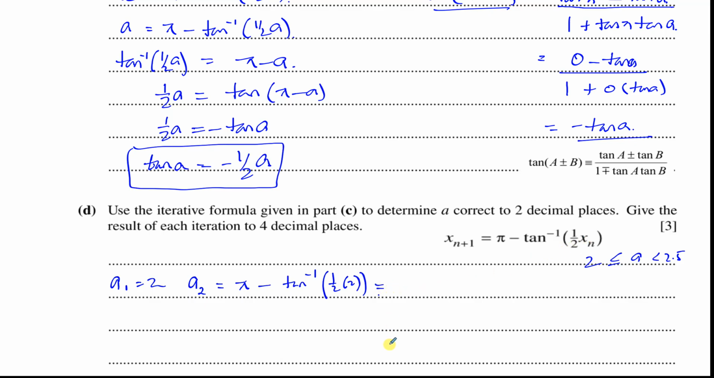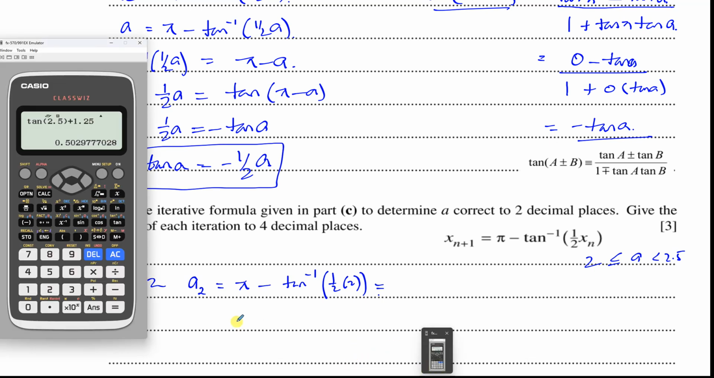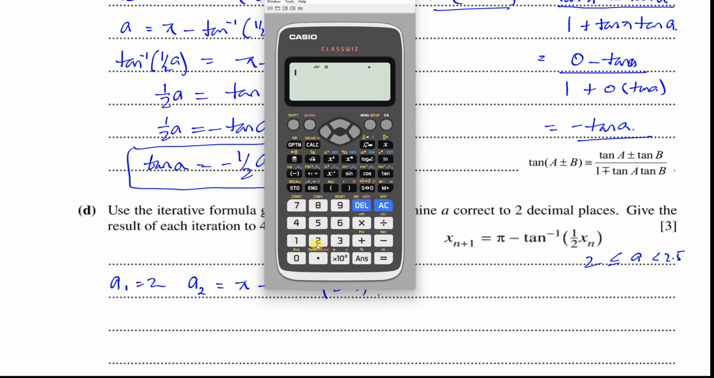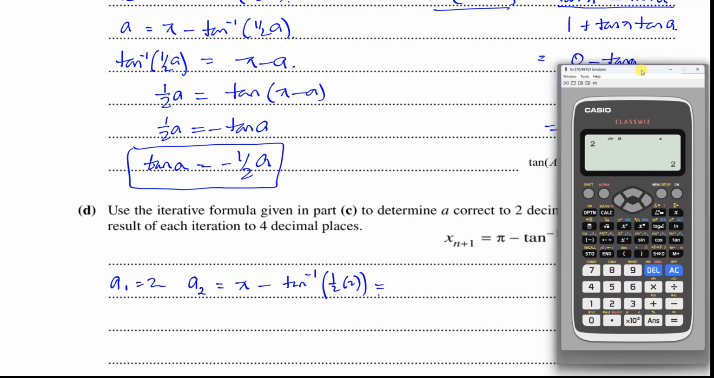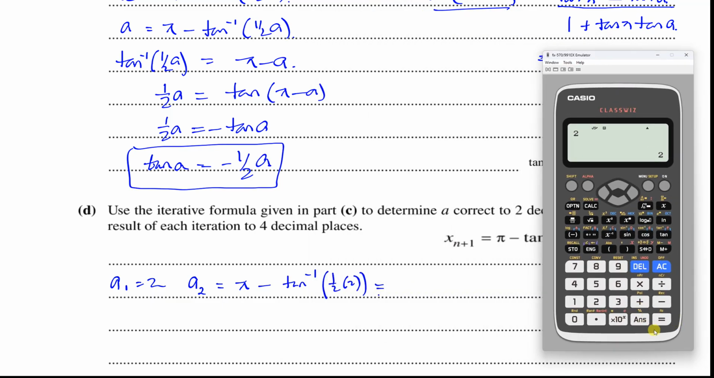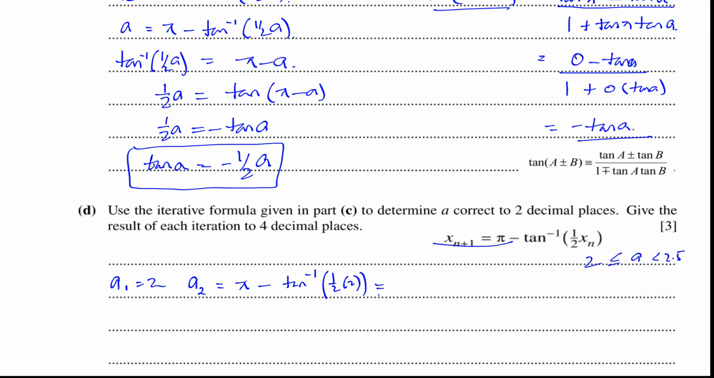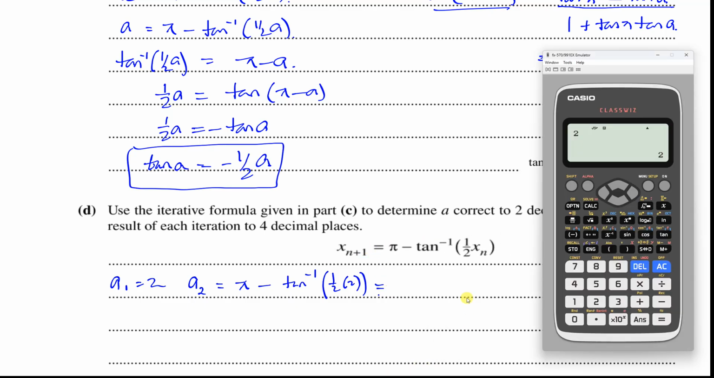So that's going to give me what? Let's see what that gives us. Again, remember we have to be in radian mode. In this type of question, what you should do is take the value that you put in first and type that value in your calculator, put 2, and I press equals. That equals is now the answer in my calculator. So I'm going to set up the iterative formula with the calculator with my initial value as 2.